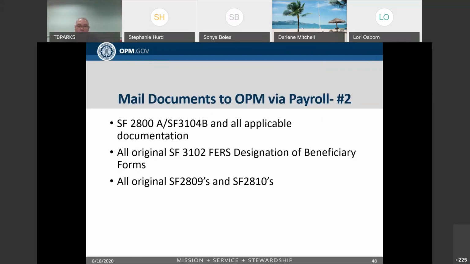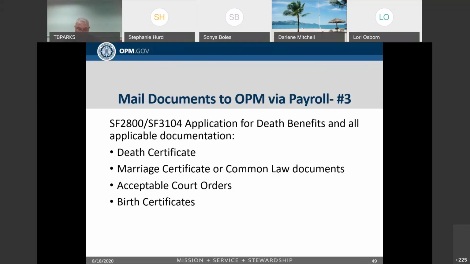We would also need the SF-2800A or the 104B, all applicable documentation that goes with it, all DESIs, the 3102s, the FERS ones, all original SF-2809s and 2810s. Death certificates need to show the manner of death. We also have here marriage certificates or common law documents, acceptable court orders, birth certificates. We'll talk about common law marriage certificates and court orders here a little bit. Birth certificates, we would need those if there are children that are payable.